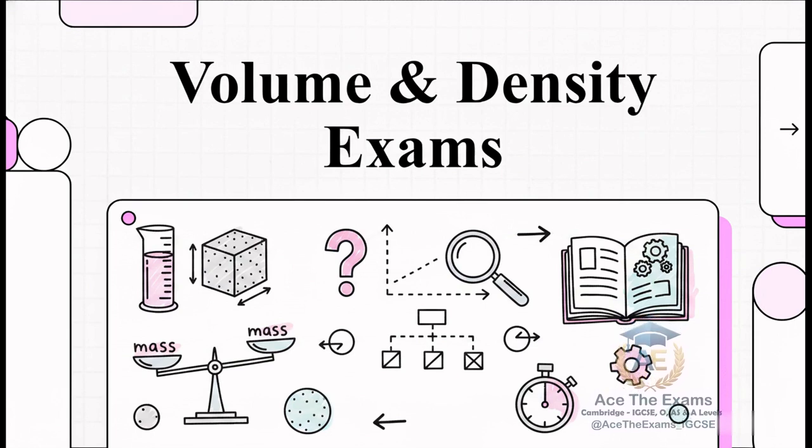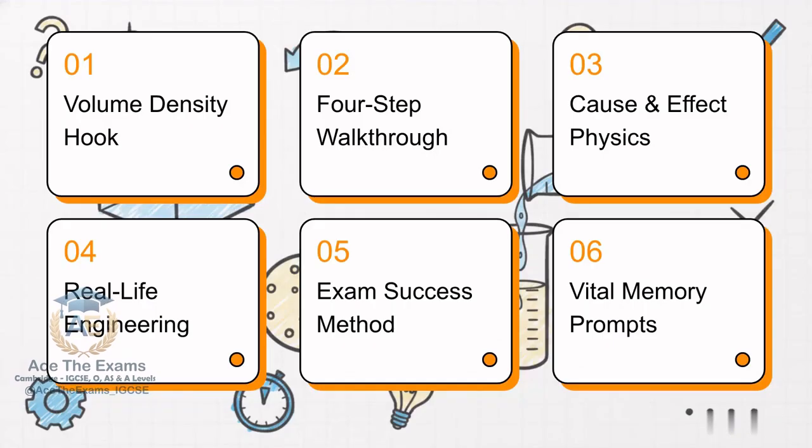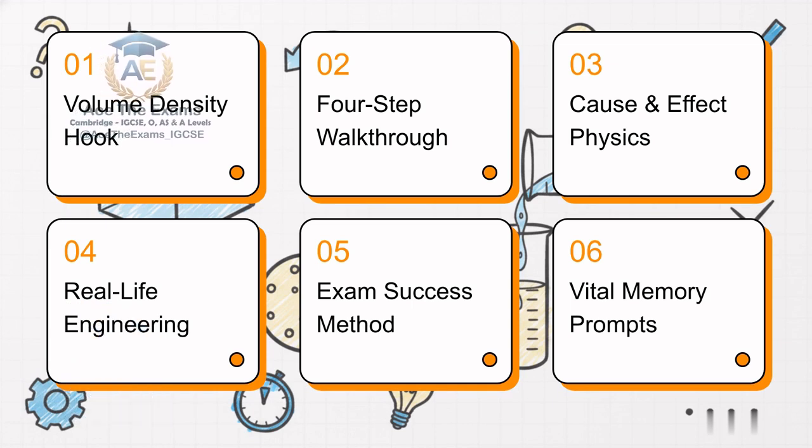We're going to break down exactly how these concepts show up in real systems, how they actually drive calculations, and, probably most importantly for a lot of you watching, how to expertly navigate those tricky exam questions without just relying on blind memorization. It's going to be a game changer. Real quick, here's our roadmap for this explainer. We'll start with the volume density hook, move into the 4-step walkthrough, hit cause and effect physics, then look at real-life engineering applications, break down the exam success method, and finally wrap up with 4 vital memory prompts. This whole progression is designed to shift you completely away from rote memorization and toward a truly bulletproof exam strategy.